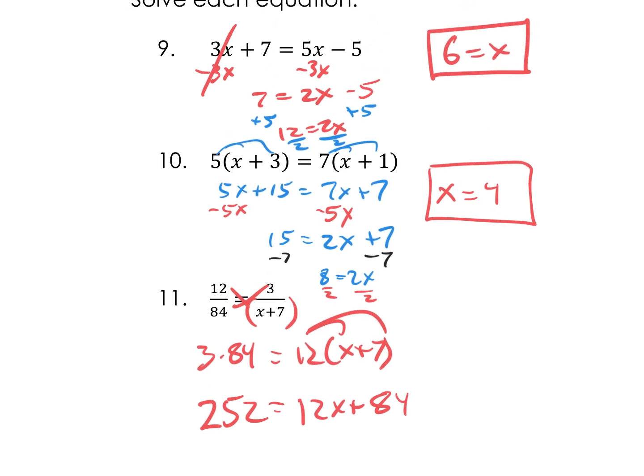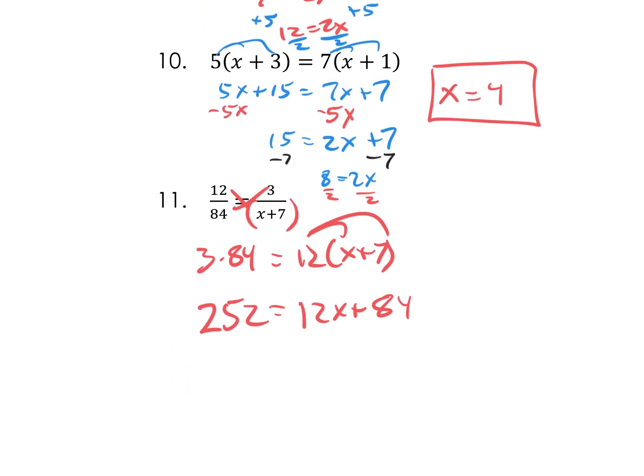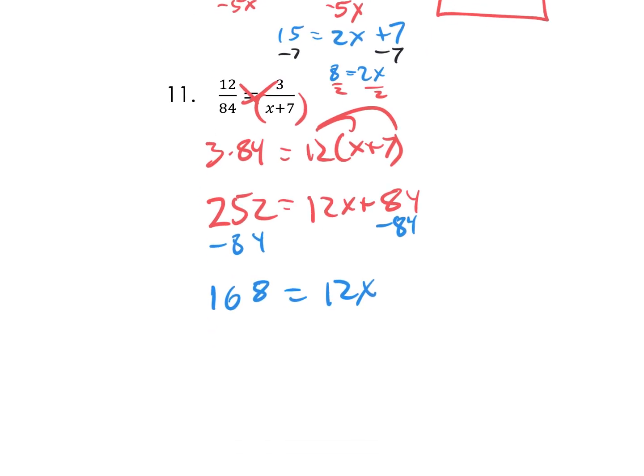Now it looks a lot like number 9. So linear equation here, subtract 84. And let's see, 252 minus 84 is 168. Double check, that should work. 8 plus 4 is 12. Yeah, I like it. Equals 12x. Let's divide by 12.